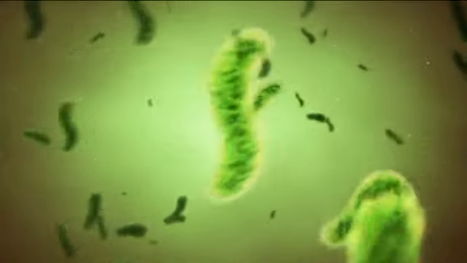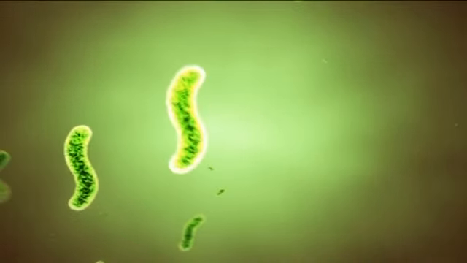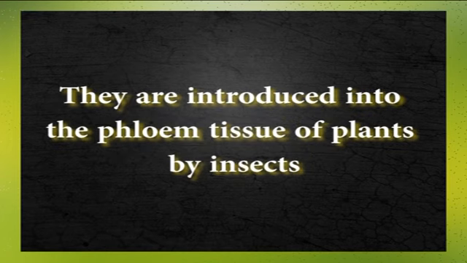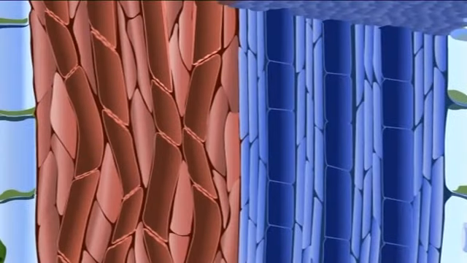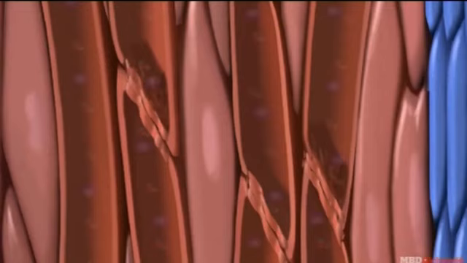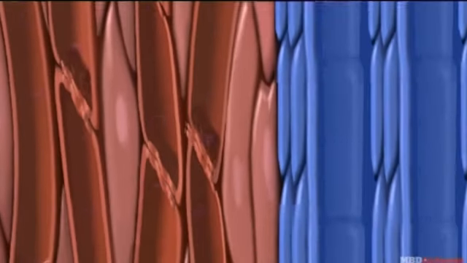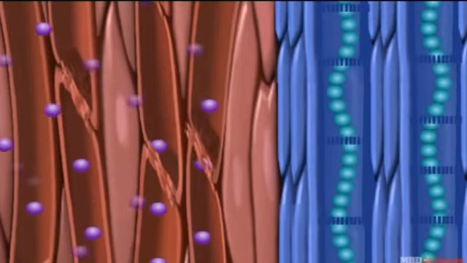Some species of Mycoplasma-like bacteria also cause serious plant diseases. These are bacteria that do not have cell walls, and they are introduced into the phloem tissue of plants by insects such as aphids that suck plant sap. Phloem vessels in plants are part of the transport system for sugars, which are generally moved from the leaves, where they are made by photosynthesis, to other parts of the plant, including the roots.